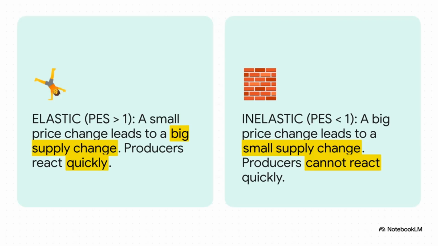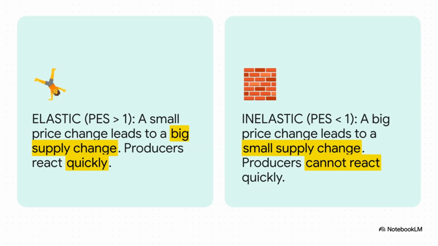And that number basically sorts everything into two big buckets. On one side, you've got elastic supply. The best way to think about this? It's like a rubber band. When the number you get is bigger than 1, it means producers are super responsive. Even a small price increase can cause them to make a lot more stuff.